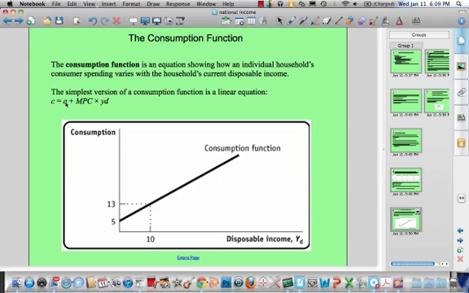Where A, just as a note, so consumption, this is autonomous consumption plus marginal propensity to consume times disposable income. I just want you to understand this relationship and be able to relate back to me the linear nature of this consumption function.